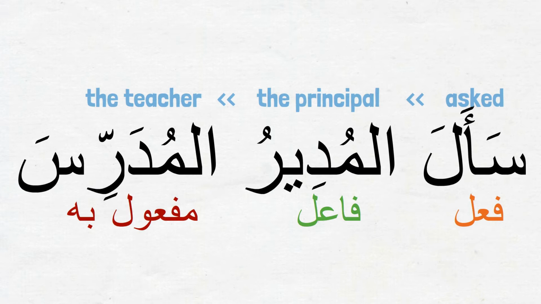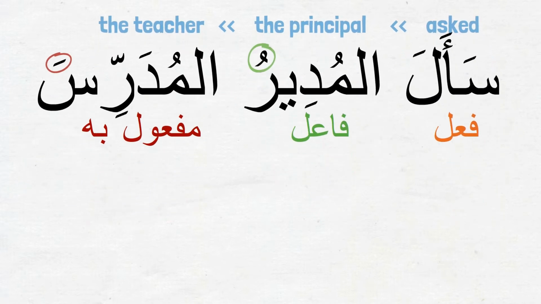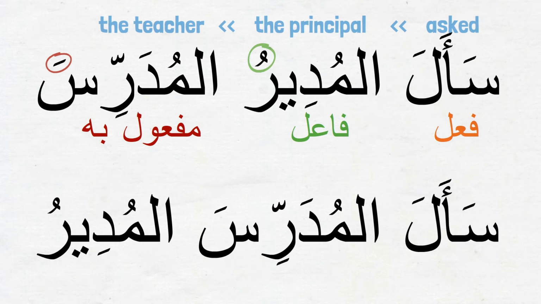So as we can see here, the اسم المدير is مرفوع with ضم ending because it is functioning as the fa'il. And المدرسة is منسوب with فتحة ending because it is مفعول به. Note that in Arabic, the fa'il doesn't always have to come immediately after the verb. We can switch the places of the fa'il and the مفعول به and still convey the same meaning by saying سأل المدرس المدير. The principal asked the teacher.